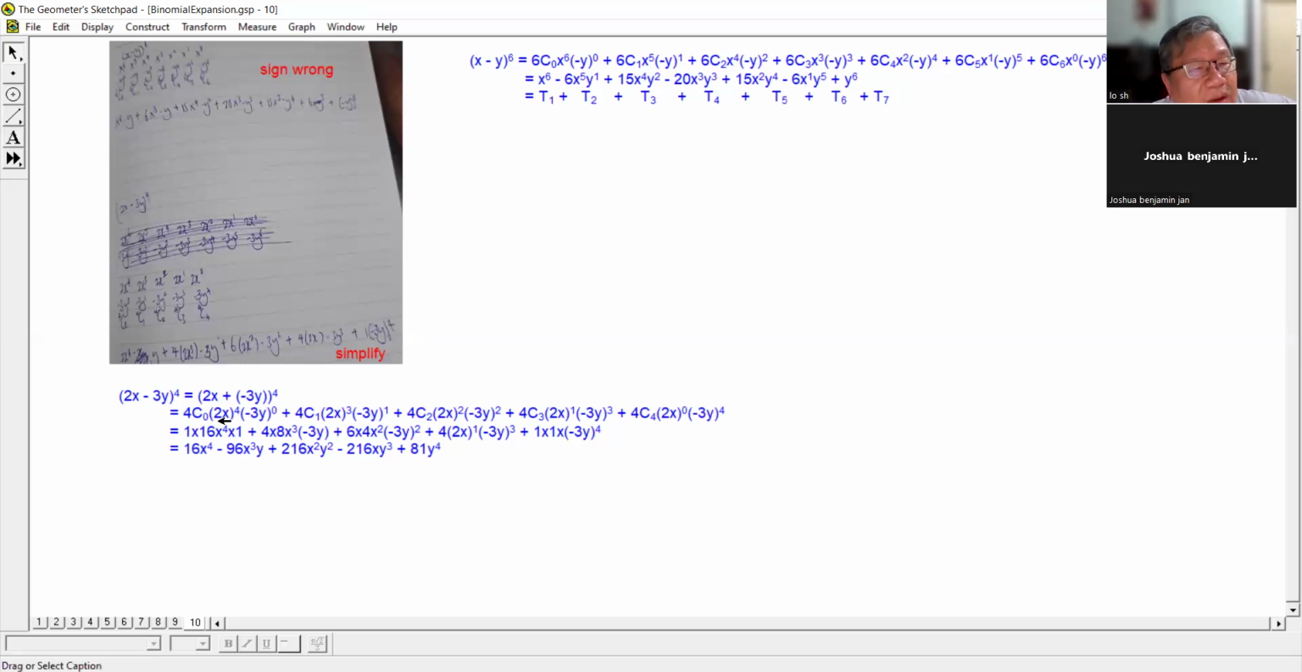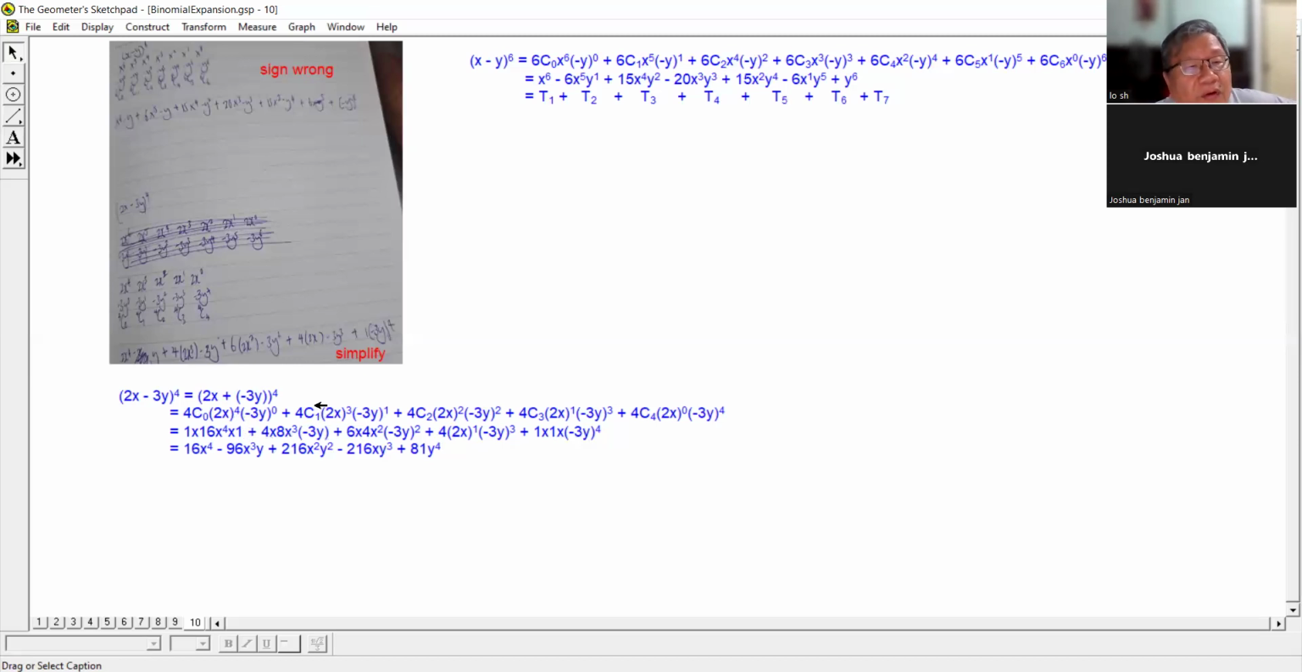Okay. So this one, 2x raised to the power 4 is actually 2 to the power 4, x also raised to the power 4. 2 to the power 4 is 16. x raised to the power 4 is x to the power 4. Then negative 3y raised to the power 0, like what you have told me, is actually 1.